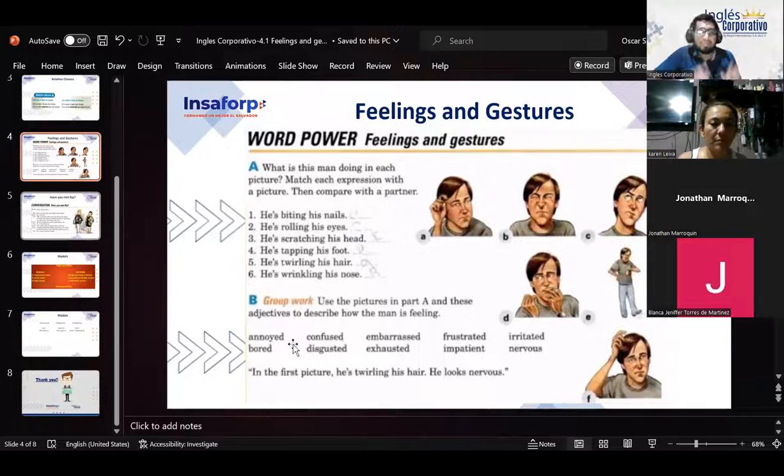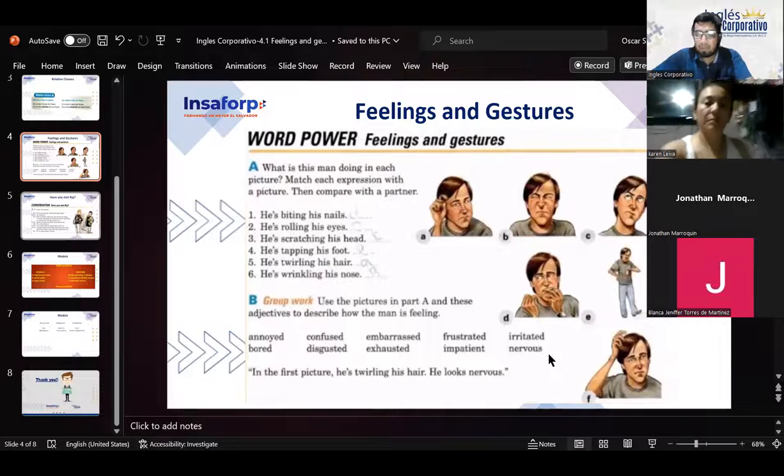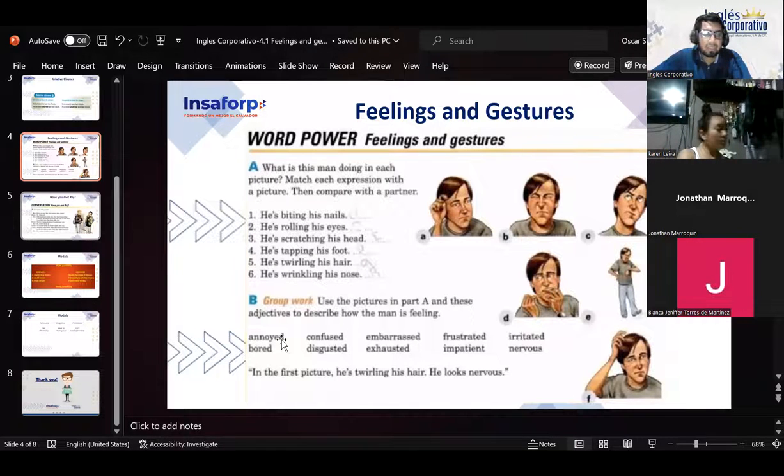Now, if we use them as adjectives, because that's the most common way in which we're going to use these words, we would say something like annoyed, bored, confused, disgusted, embarrassed, exhausted, frustrated, impatient, irritated, and nervous. Remember, most of these are in the past. We have already talked about it. We have already discussed that.